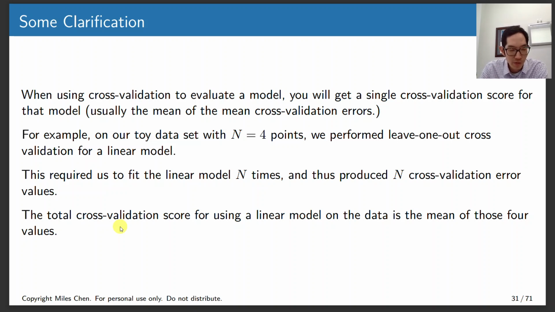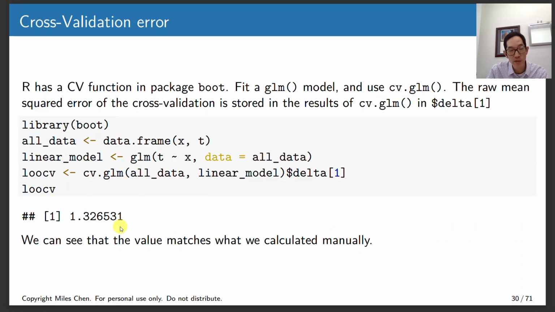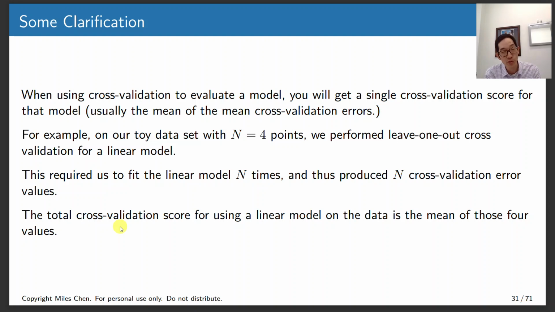So just for clarification, when you do cross-validation to evaluate a model, you get one cross-validation score for that model. It's usually the mean of the different cross-validation errors. So in our toy data set with 4 points, we performed leave one out cross-validation, fitting 4 different models, and we had 4 different squared errors, and we added them up and divided by 4, and that one number, 1.3265, is our cross-validation score for a linear model.